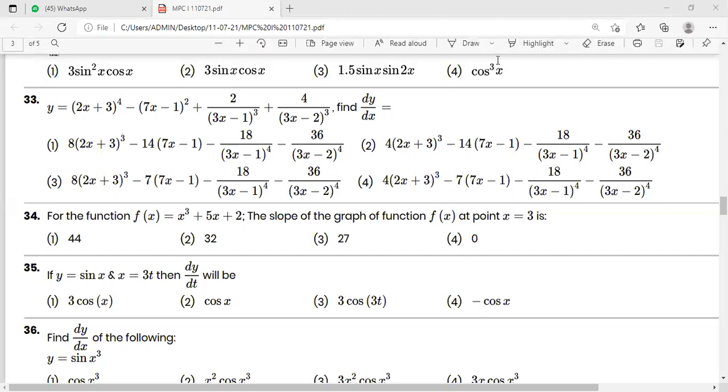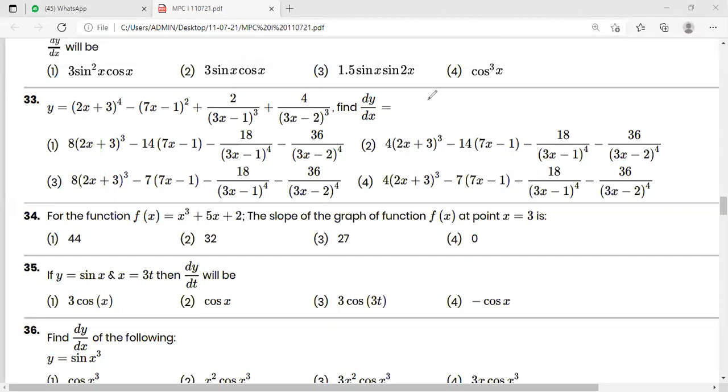The first function I will consider here. According to the first function, what is given is 2x plus 3 whole power 4. Let me consider y1, the first function, 2x plus 3 whole power 4. Then you have to calculate dy by dx. And 2x plus 3 can be taken as a simple function x only. Then according to the formula, 4 into 2x plus 3 whole power 4 minus 1. It is from the formula: the derivative of x power n is n into x power n minus 1.